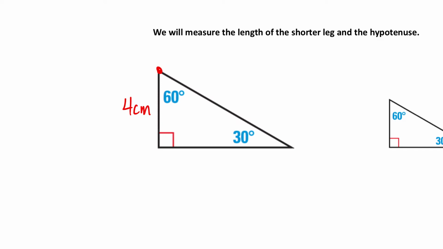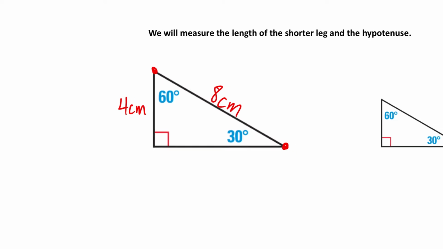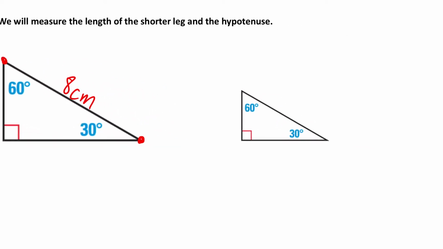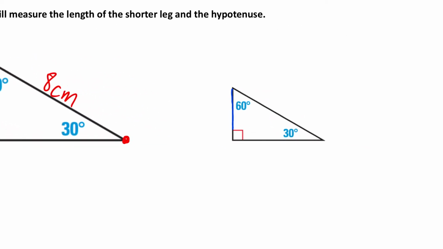Okay, now measure the length of the hypotenuse. Okay, gives you 8. Okay, let's do the same thing on this smaller triangle. So measure this shorter leg right here. How long is that? Okay, try it at 2.5. And then measure the hypotenuse. It gives you exactly 5. Okay.